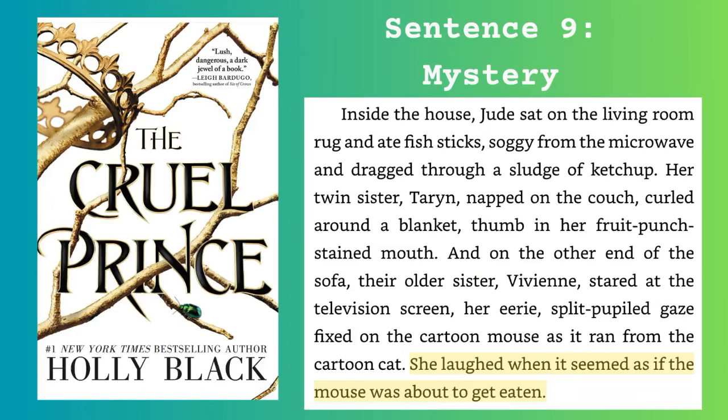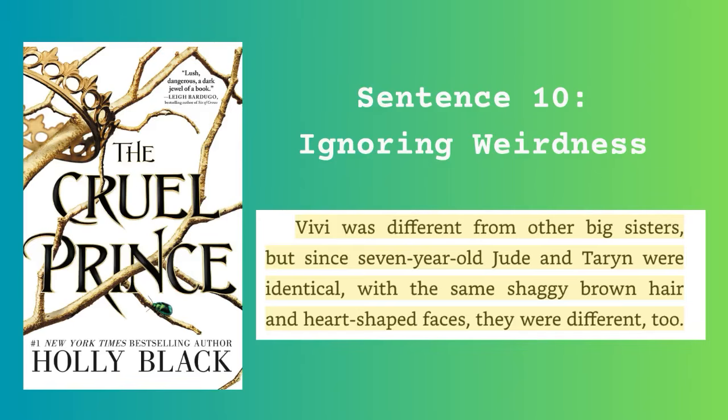She laughed when it seemed as if the mouse was about to get eaten. So just a regular kid laughing. Maybe a little creepy if you're happy about the mouse getting eaten. So we're wondering, is there something wrong with this girl? So we keep reading. Sentence 10. Vivi was different from other big sisters, but since 7-year-old Jude and Taryn were identical with the same shaggy brown hair and heart-shaped faces, they were different too. So we have twins who think, well, it's just my sister. She's different, but so are we. We're twins. We're all different. Sentence 11.